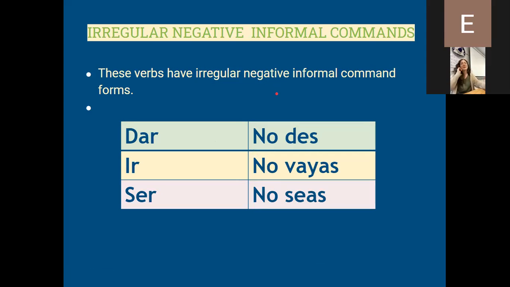And there are 3 irregulars in the negative informal command form. We have dar, ir, and ser. So make sure you write these down. No des, no vayas, and no seas. Don't give, don't go, don't be.